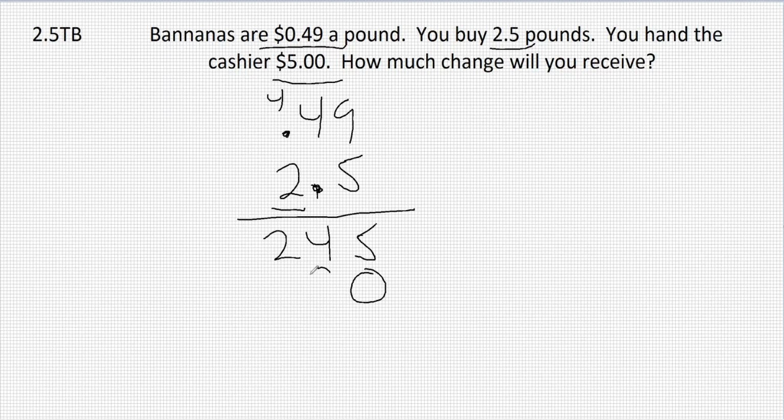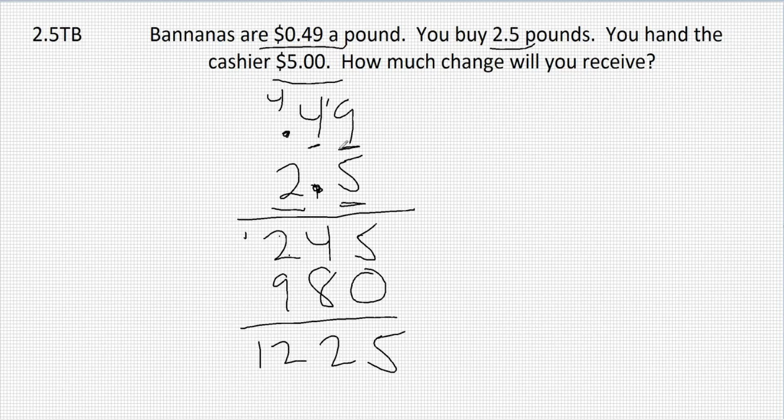2 times 9 is 18. 2 times 4 is 8, plus 1 is 9. Now we can add them together, and we have 8 plus 4 is 12, 9, 10, 11, 12. Now we need to worry about where our decimals are. So we have to account for 1, 2, 3 place values to the right of the decimals. So we need to move our decimal over 1, 2, 3 places.